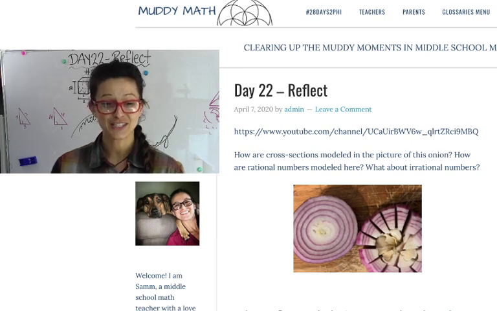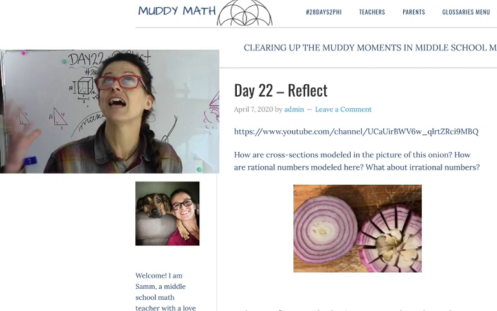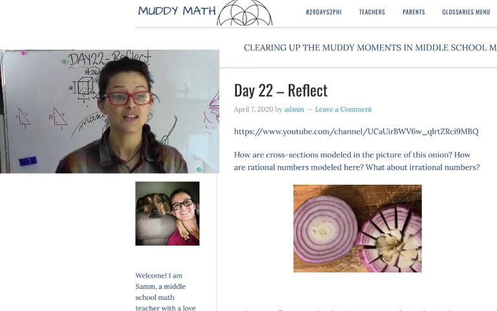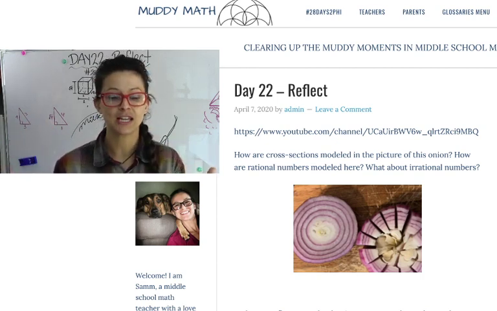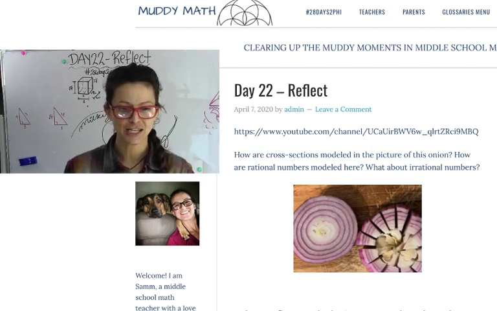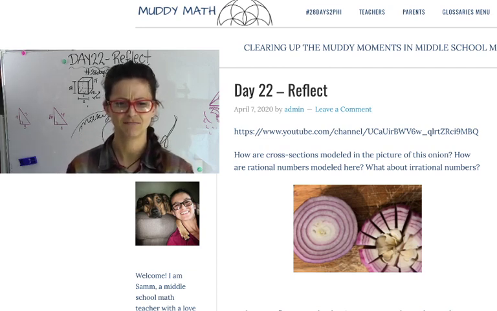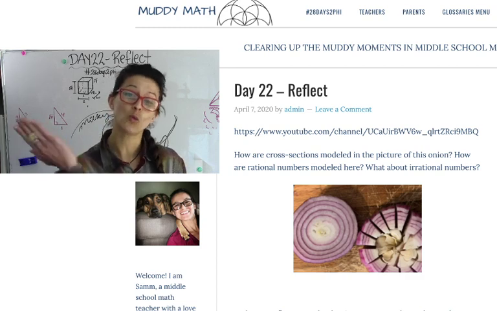As our activator today, let's look at this onion. I have been loving cooking these past 3 weeks to support my 28-day journey out in nature. I'm also bringing it into my kitchen, and I see this onion here. How are cross sections modeled in the picture of this onion? What is the cross section of an onion? That's right, it's a circle. A cross-section is formed with one slice.